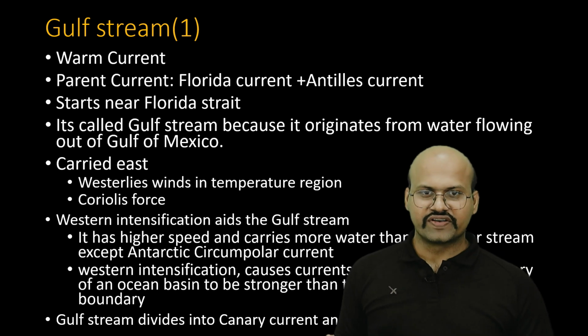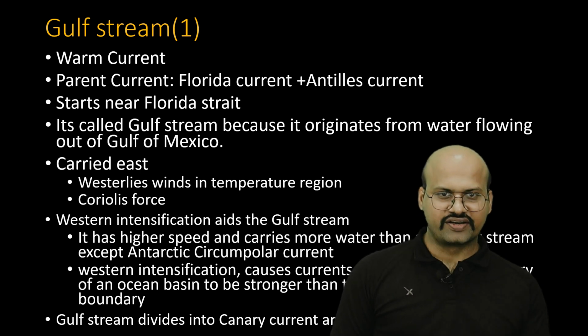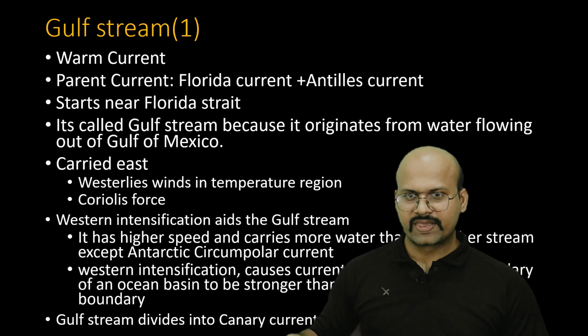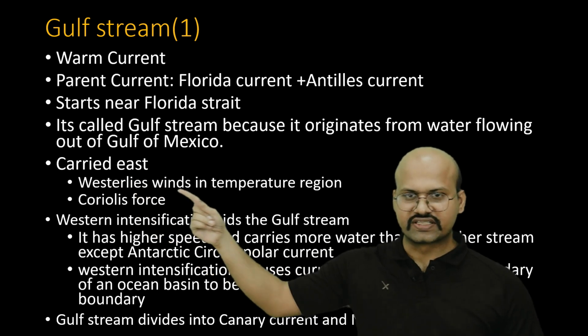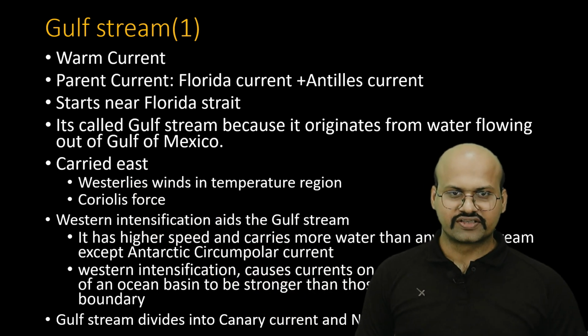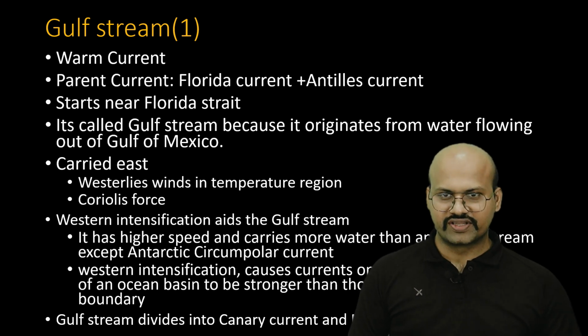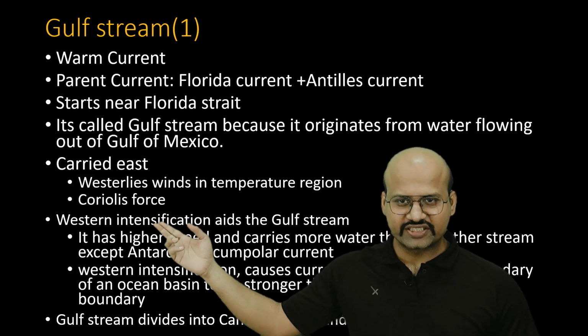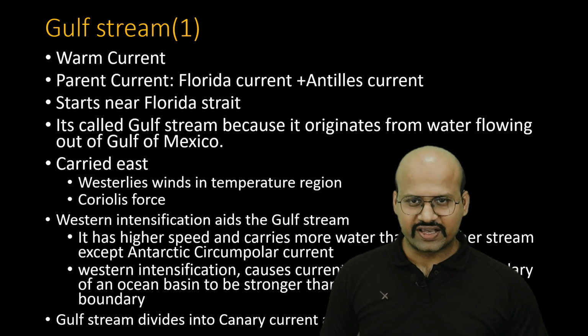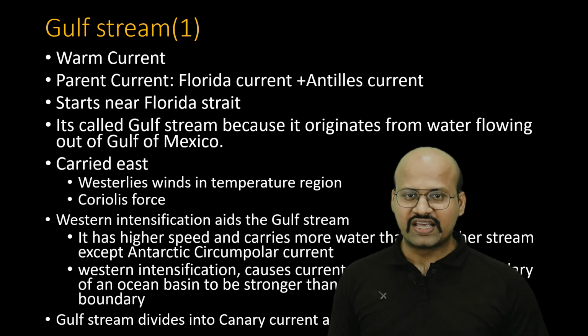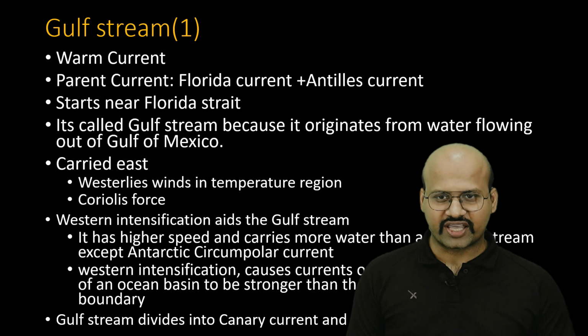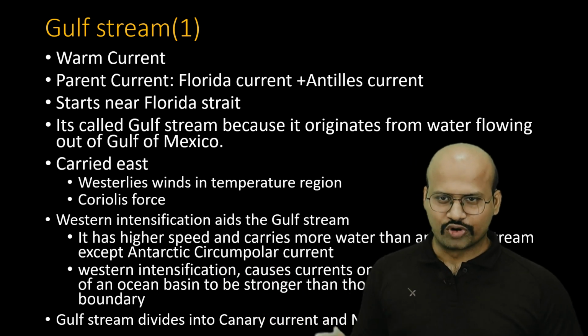So here we have seen that the water current was deflected because of Coriolis force. As well as these westerlies winds, they apply a dragging force on these ocean currents and carry them along with them. The western intensification aids the Gulf Stream, and that is why the Gulf Stream is able to carry the highest amount of water, only second to the Antarctic Circumpolar Current.